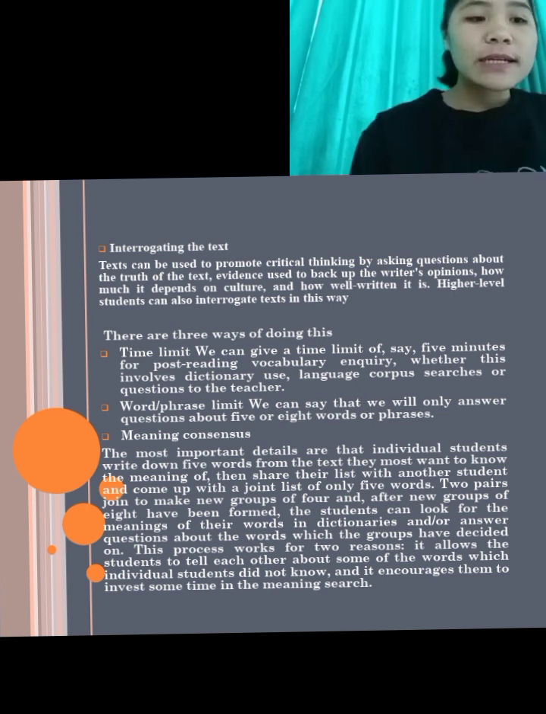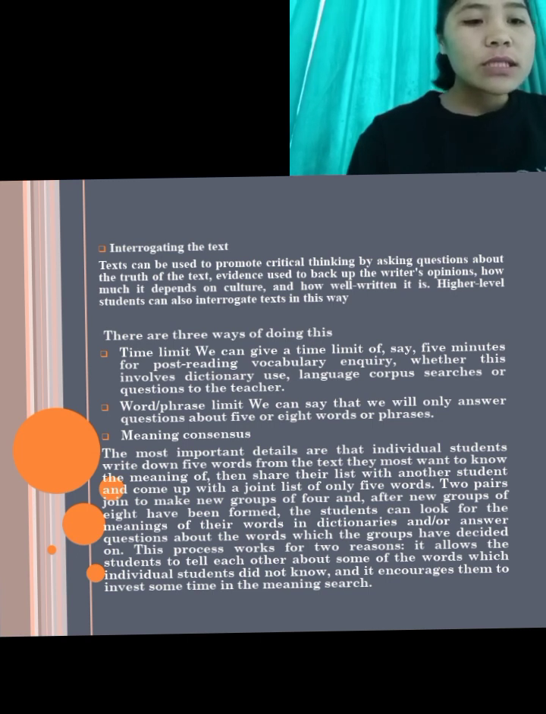This process works for two reasons. The first one is it allows the students to tell each other about some of the words which individual students did not know. And then it encourages them to invest some time in the meaning search. And then analytical reading or text meaning.